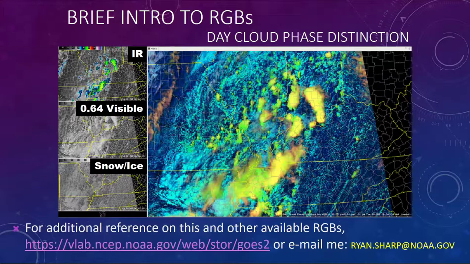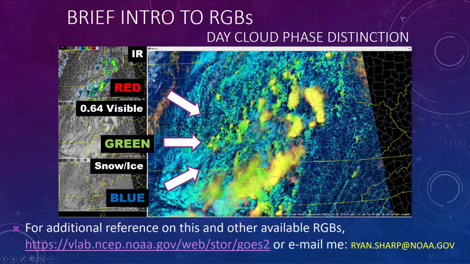And this in particular is the day cloud phase distinction RGB, which is one that I've been using over the last year or so. RGBs are just red, green, blues. They are just combinations of different products from GOES. In this case, we have a combination of IR imagery, the IR band from GOES 16, which gets colored red. The visible band, the 0.64 micron band, gets colored green. And the snow/ice band gets colored blue, and they all get merged together into this one image.